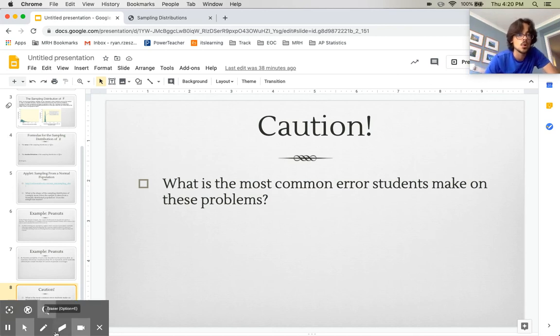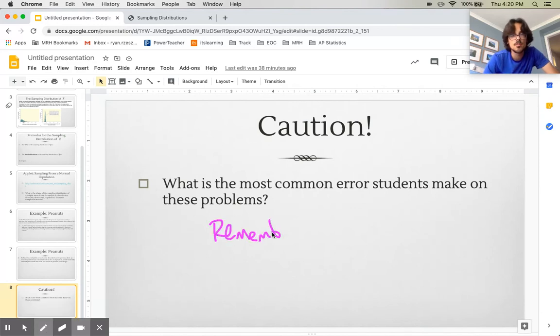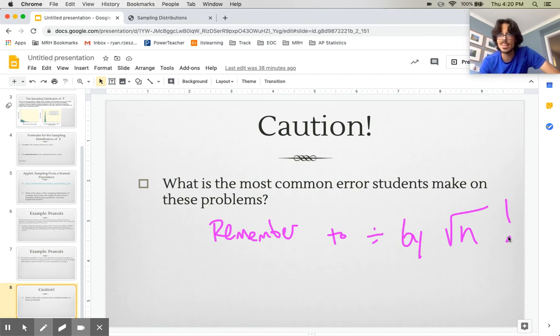Most common error by far in these problems is remember to divide by the square root of n. I've looked at kids' tests. I've looked at AP tests. It's such a common error. The people writing the test know you're going to forget. So they put this on there and people mess it up all the time.